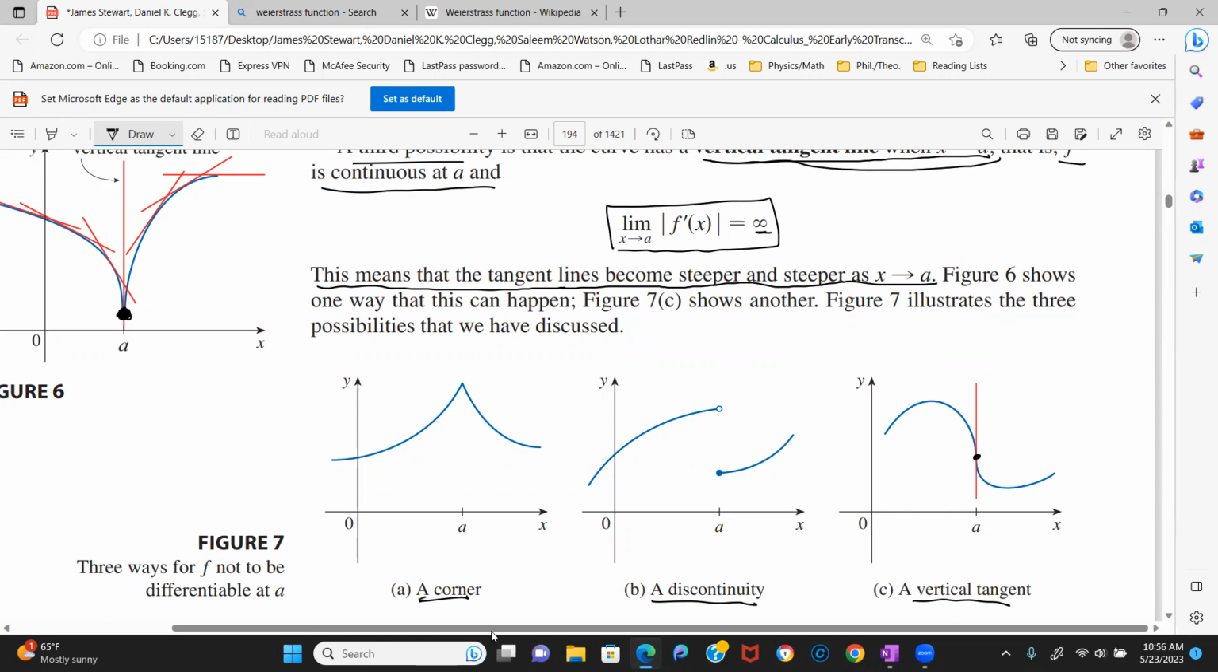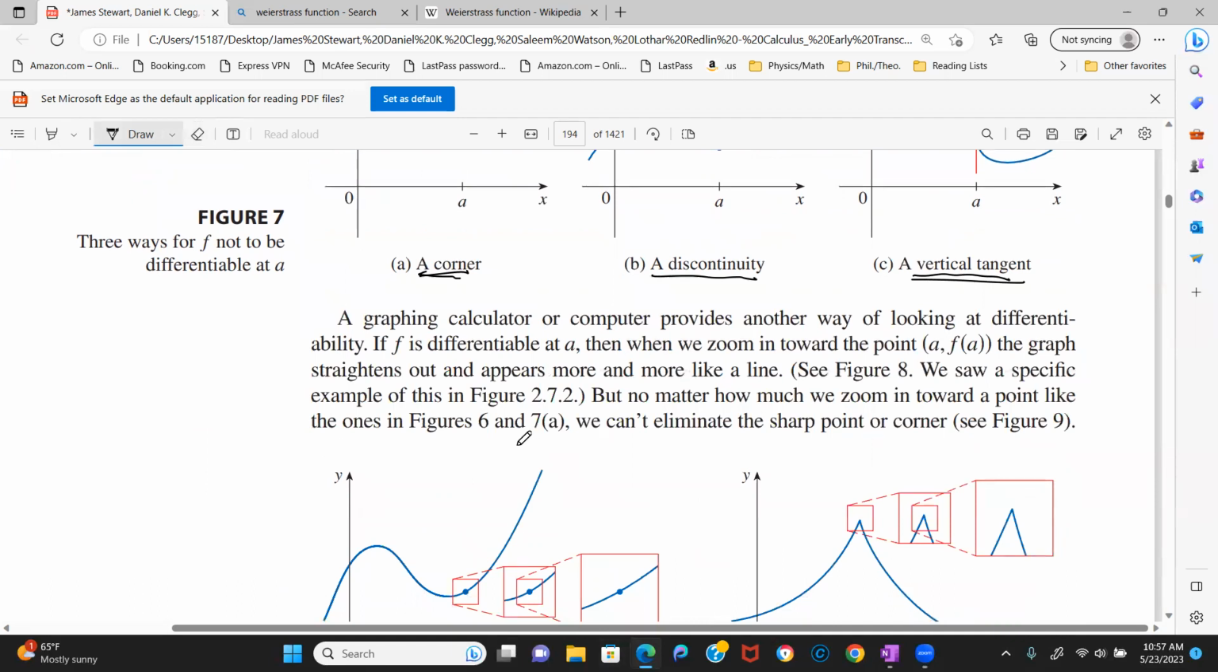Okay, I can now see how the corner case and the vertical tangent case could be different. At this point right here, the tangent lines are going this way and the tangent lines are going this way, so they're not approaching a vertical line. Okay, I can see how those are distinct now.